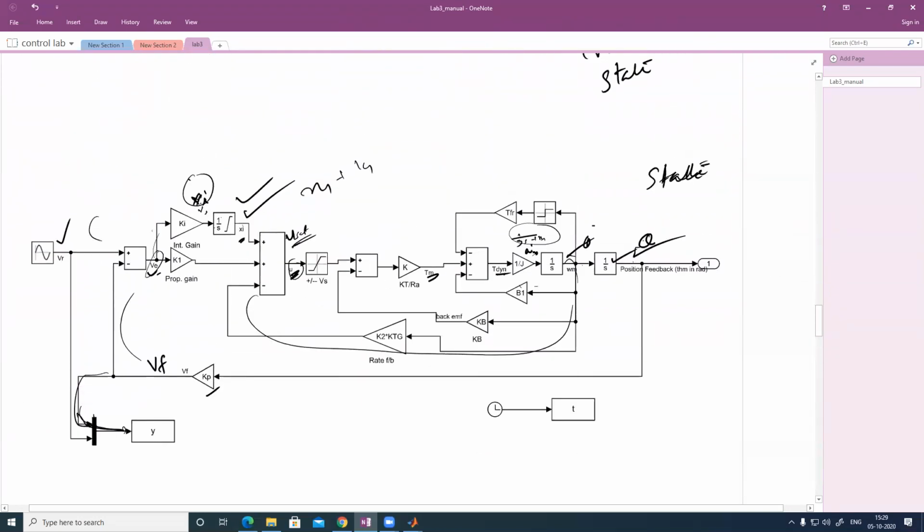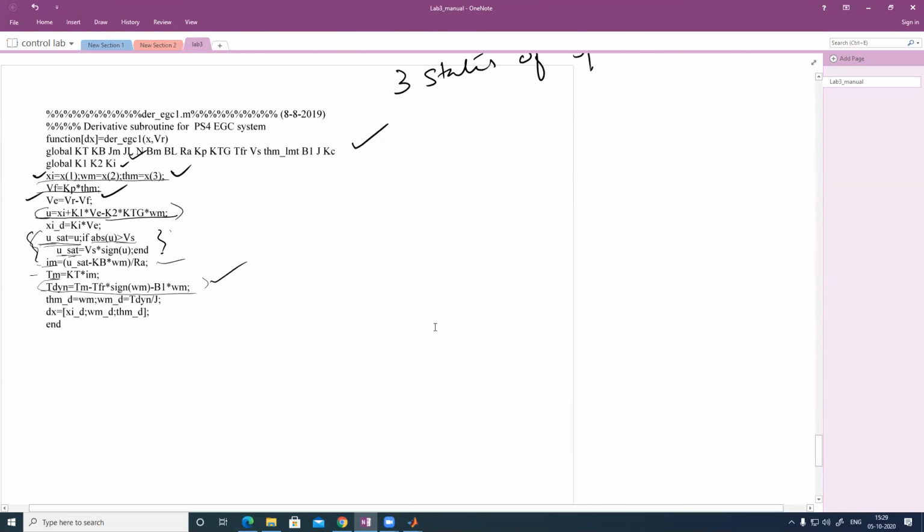These two are here. Theta dot is equal to omega m. And here it is omega m dot. Then omega m dot is equal to T dynamic divided by J. Those values we are setting here: theta m dot is equal to omega m and omega m dot is equal to T dynamic divided by J, and your derivative is ready. Dx is equal to this one.